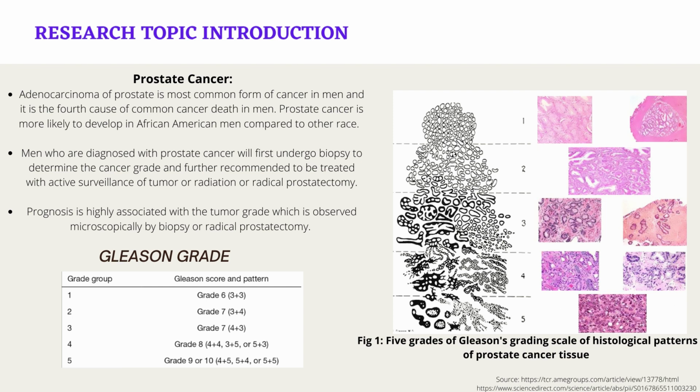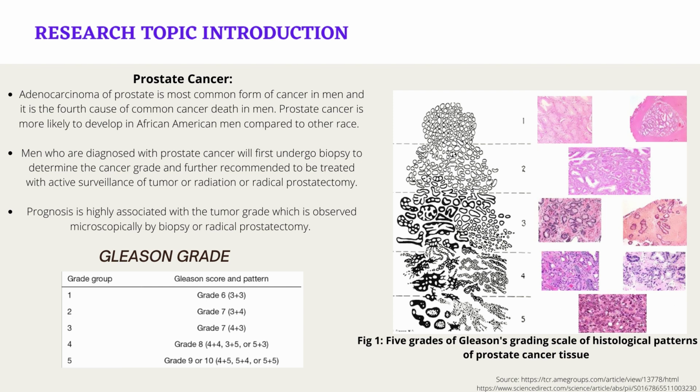3 plus 4 will give you grade group 2, and 4 plus 3 will give you grade group 3. The reason why it is so different is that with 3 plus 4, your primary pattern in the prostate cancer tissue is pattern 3, which is one of these patterns right here. Then your secondary pattern will be pattern 4, and all of the tissues on the microscopic slide will look pretty similar like this.